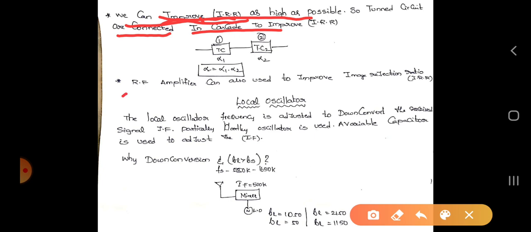Another technique is, instead of using cascaded versions, you can use an RF amplifier as a type of tuned circuit. It will provide high gain to the tuning frequency signal and low gain to the image signal, that is the image frequency signal. This is how we can also increase the image rejection ratio. This is all about how to suppress the image frequency signal, and also about the image rejection ratio.